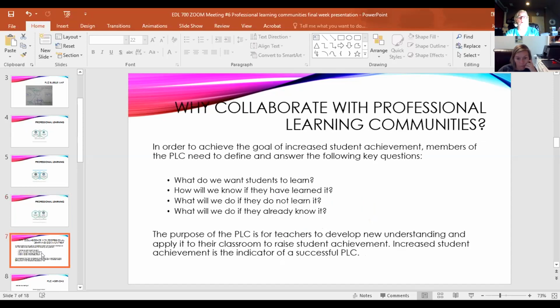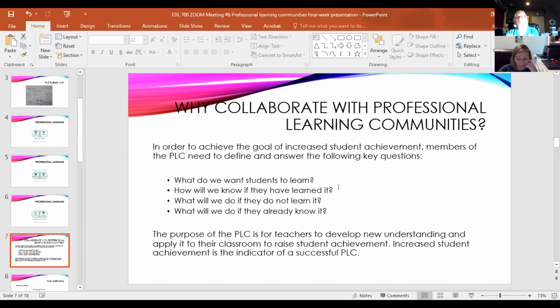So we know that there are 4 key questions. What do we want students to learn? How will we know if they've learned it? What are we going to do if they don't learn it? And what if they already know it? So this is that whole idea of what do we want students to learn? That's your standards and your data.